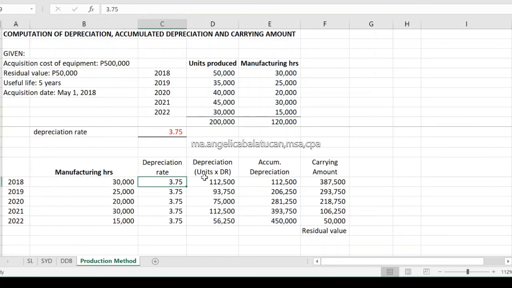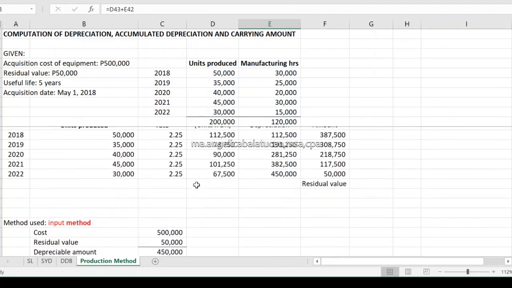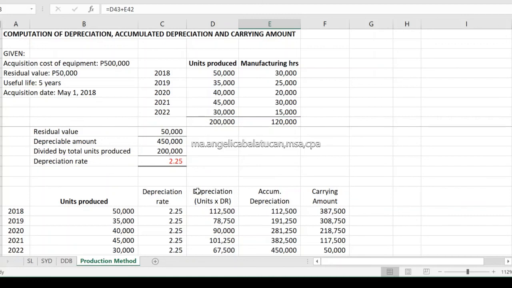So the same process as earlier, just multiply the number of hours by the depreciation rate. You will get the total depreciation for every year, and then you do the same for every year and get the accumulated depreciation. Again, your carrying amount is equivalent to your cost minus the accumulated depreciation for every year. Okay, so I hope this video tutorial helps you with your study in the depreciation of property, plant, and equipment. So see you in our next video lesson.